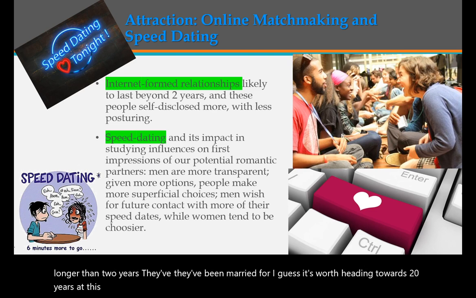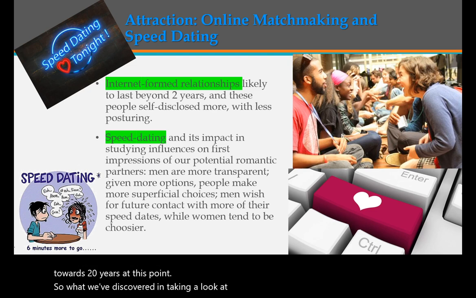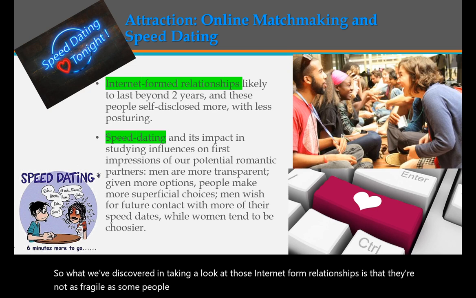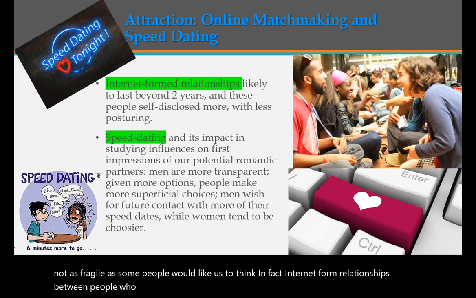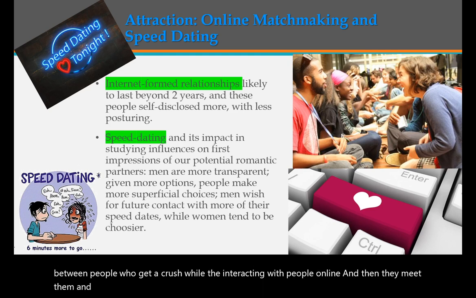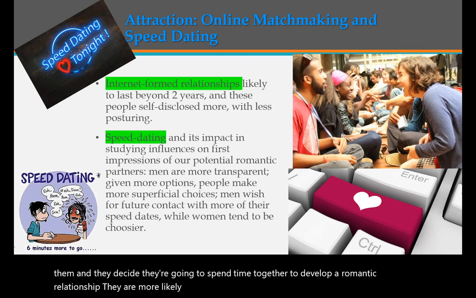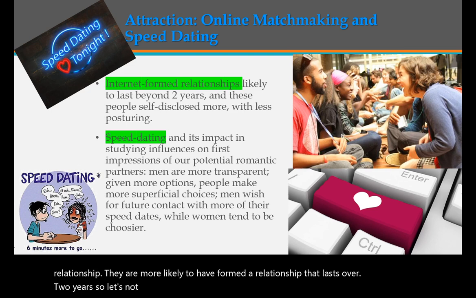So what we've discovered in taking a look at those internet formed relationships is that they're not as fragile as some people would like us to think. In fact, internet formed relationships between people who get a crush while they're interacting with people online, and then they meet them and they decide they're going to spend time together to develop a romantic relationship, they are more likely to have formed a relationship that lasts over 2 years. So let's not disparage internet formed relationships too much.